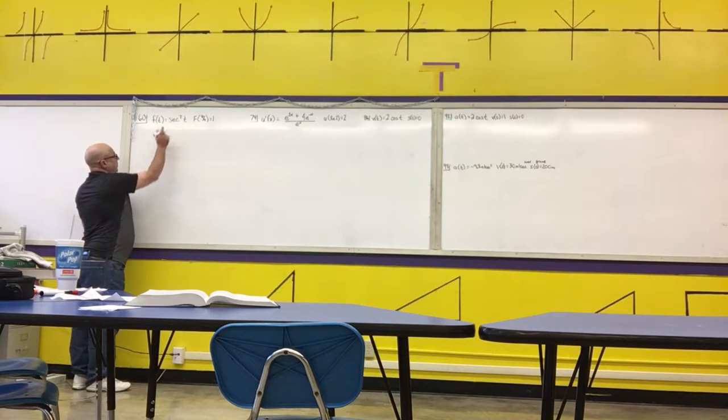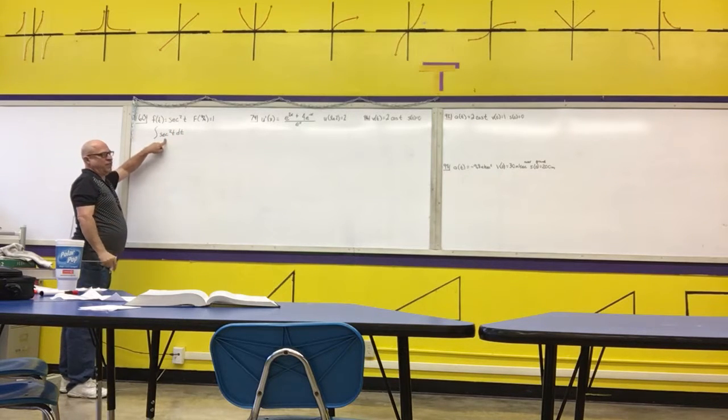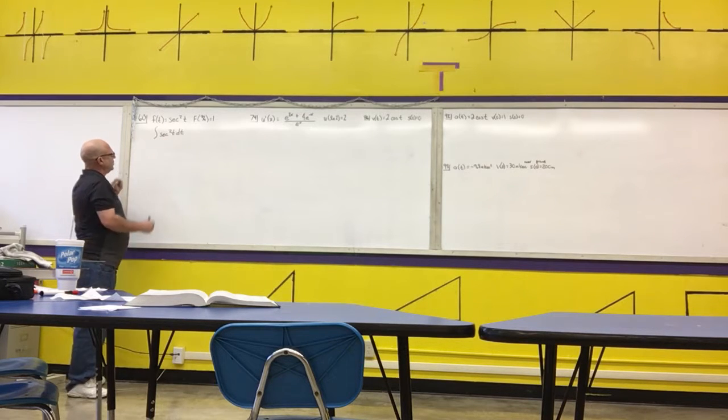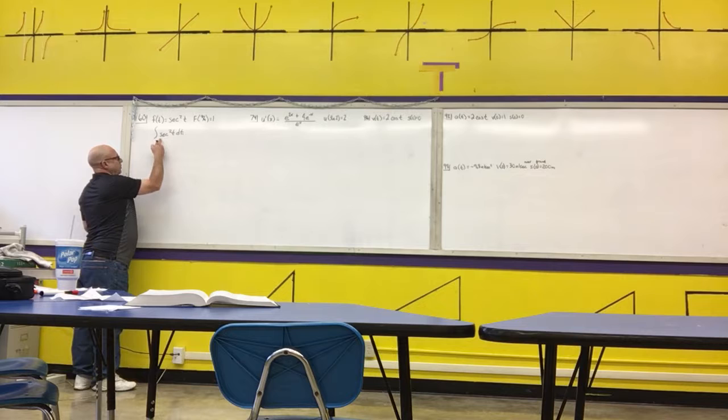So our first step is to take the antiderivative of secant squared t with respect to t. So we ask ourselves, what function has a derivative of secant squared? And that would be tangent. So our answer for the antiderivative would be tangent of t plus a constant.